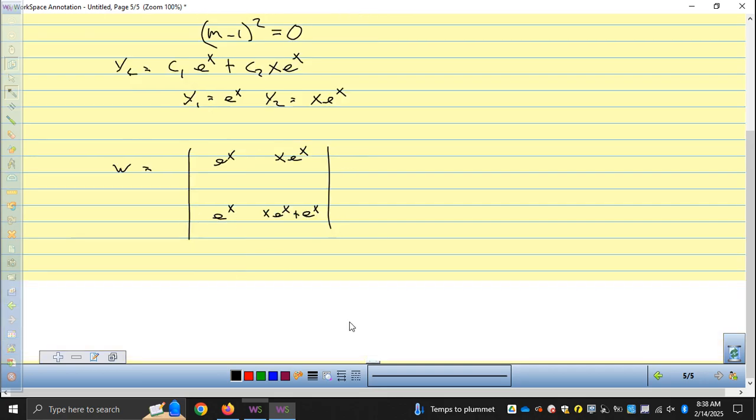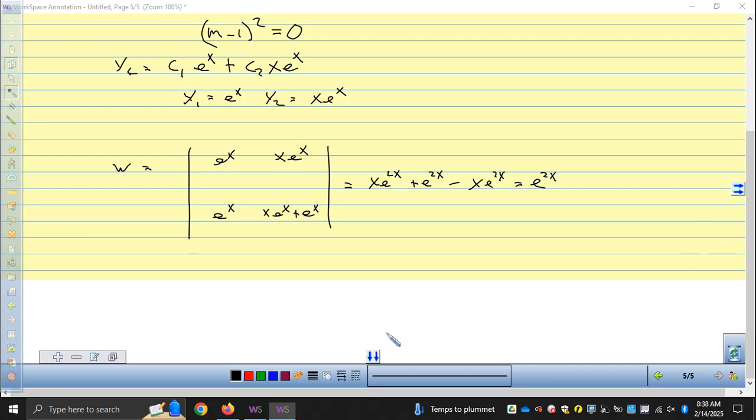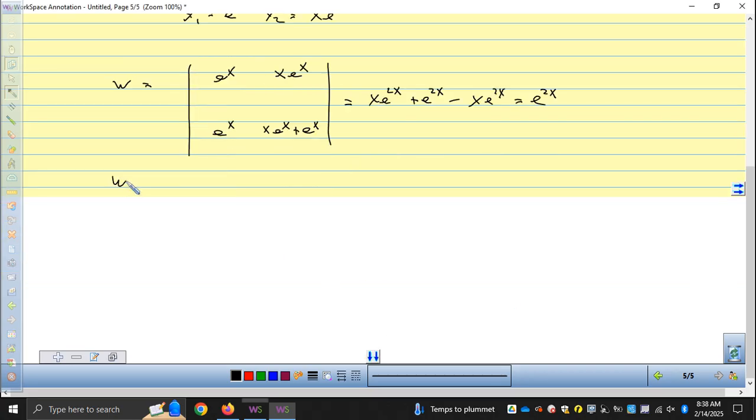The determinant of that. Well, when we do the Wronskian here, we get x e to the 2x plus e to the 2x minus x e to the 2x, which is just e to the 2x. So that's our Wronskian. W sub 1 is the determinant 0, e to the x over 1 plus x squared, x e to the x, x e to the x plus e to the x.